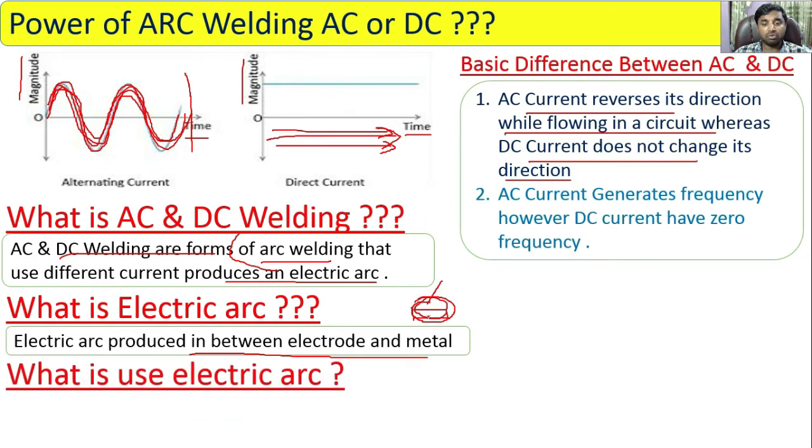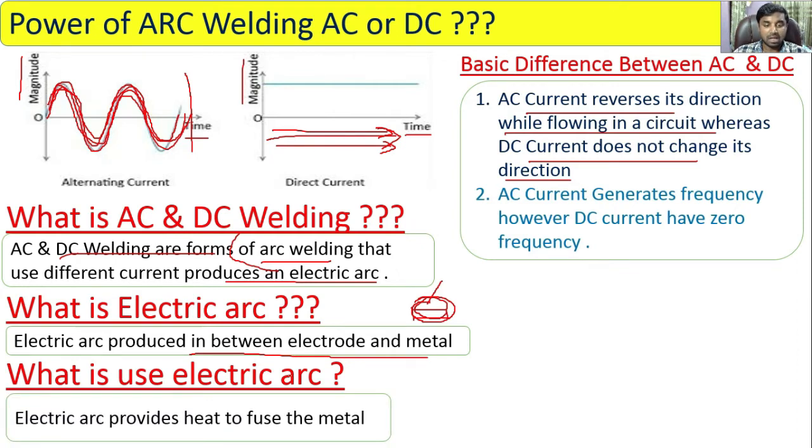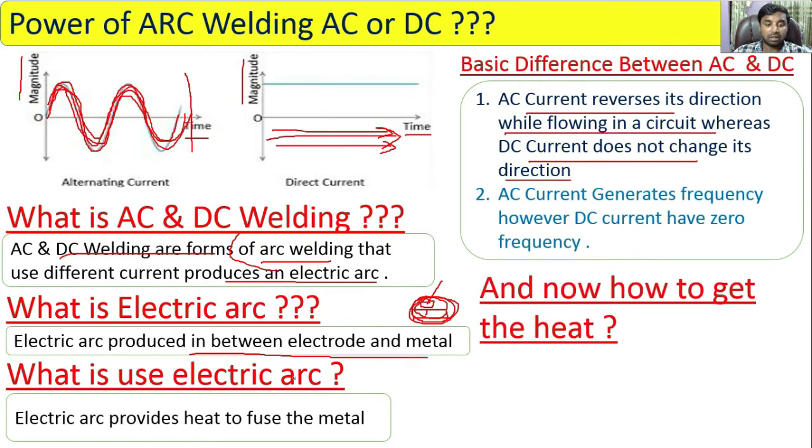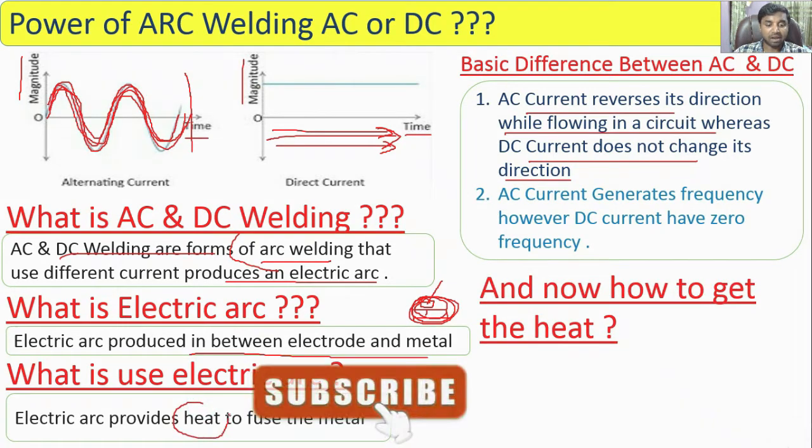Now what is the use of electric arc? You see here the electric arc is produced. What is the use of electric arc? Electric arc provides heat. It generates heat here to fuse the metal. So the metal, and also the electrode, both can fuse here, and it forms a weld. So what is the use of electric arc? You understand. Now it is mentioned it provides heat.